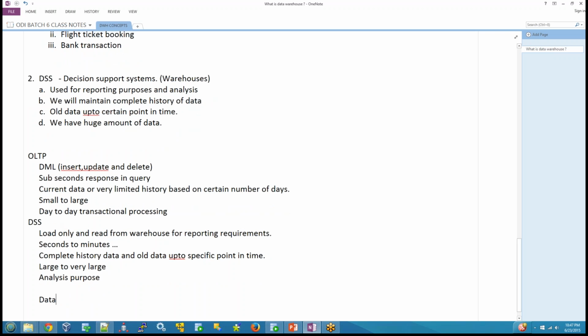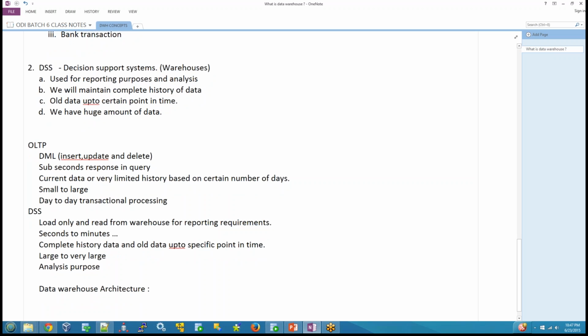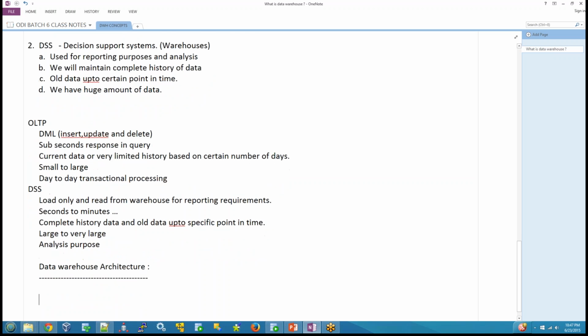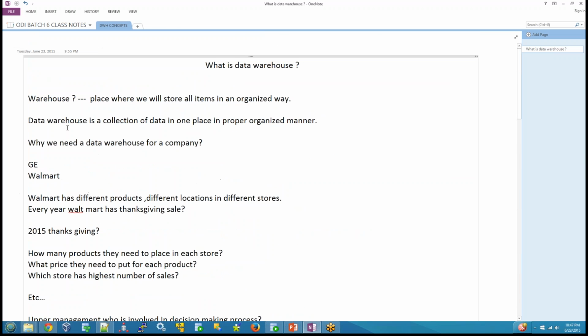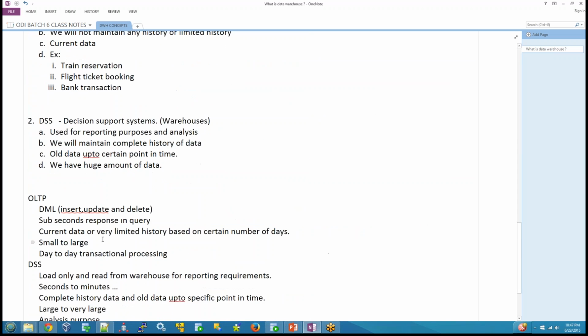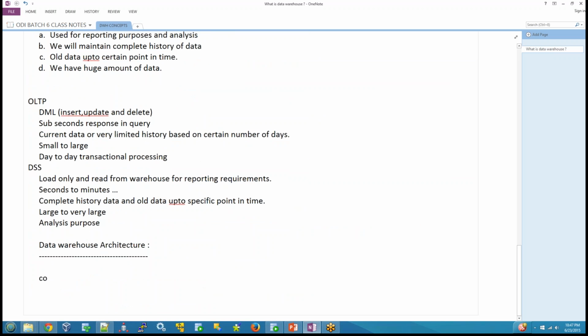So now let's see the data warehousing architecture. Data warehouse architecture and load. What is the main aim of a data warehouse? The data warehouse is to maintain the data. What is the maintain? I told you in the first point, what is the data warehouse? The data warehouse is a collection of data in one place.